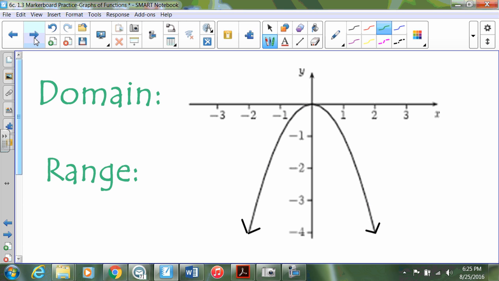Okay, another quadratic. Once again, if you open up your hands, we're going to be going for the domain from -infinity to +infinity. And for the range, the highest it goes is 0, and the lowest, of course, -infinity.